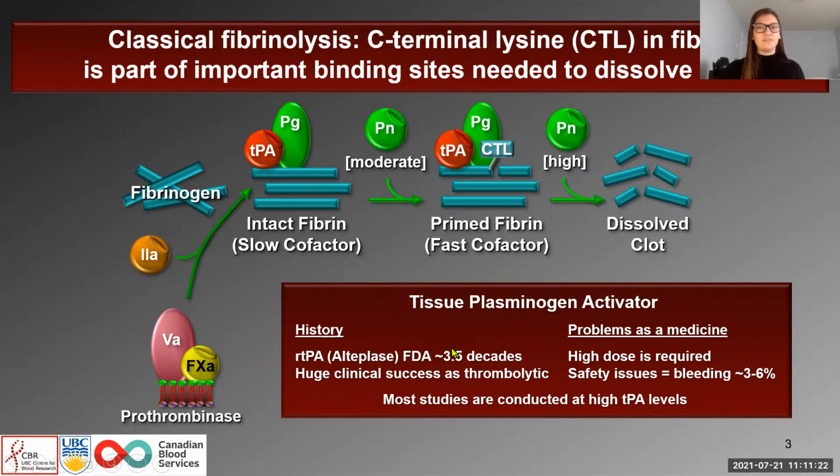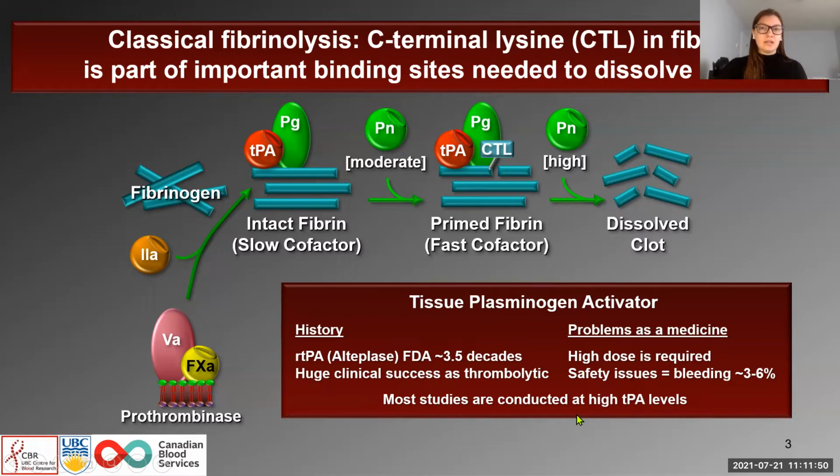With TPA's role in clot degradation in mind, clinicians have been using recombinant variations of TPA for nearly 35 years as a thrombolytic agent, breaking down clots involved in serious medical conditions such as heart attacks and strokes. Alteplase, the FDA-approved thrombolytic, has been a huge clinical success, and it's enabled rapid research advances. However, an extremely high dose of TPA is required clinically and can actually result in severe hemorrhage bleeding in as many as 6% of patients.